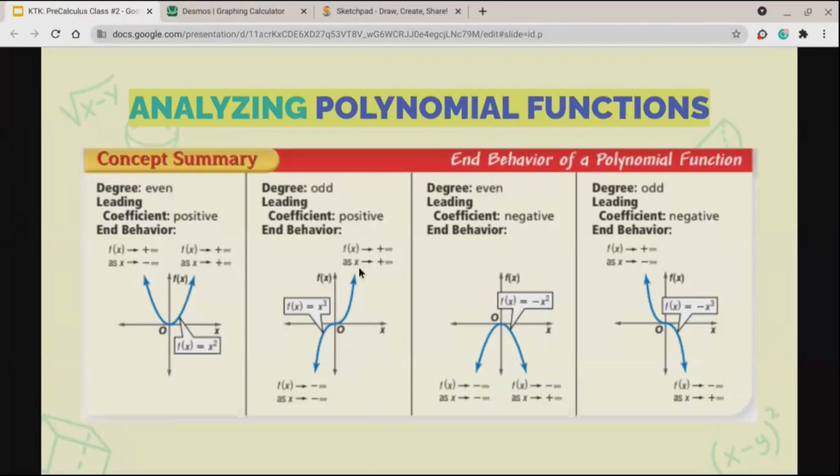This is another chart on the end behavior of a polynomial function, but it's a little bit more organized, and it's got the end behaviors written down here as well. So if you want to take a screenshot of this, or write this down in your notes, whatever you'd like to do. But this is very, very important when you're understanding these polynomial functions. I'll give you a couple minutes to go ahead and take a look at that.